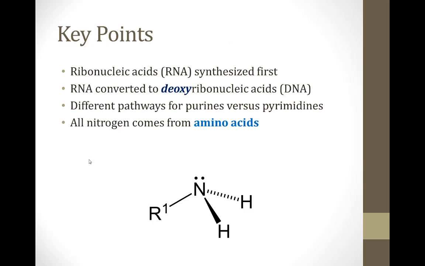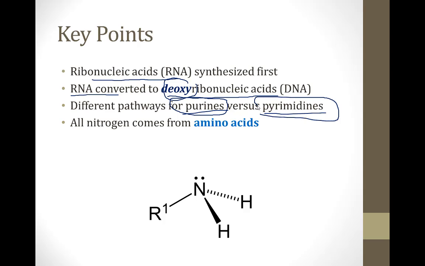A couple of key points about nucleotide metabolism before we get into the biochemistry. RNA is always synthesized first. Ribonucleic acids are made first by the body, and then the RNA is converted to deoxyribonucleic acid by removing an OH group. That's why it's called deoxyribonucleic acid. In addition, you should know that there are different chemical pathways for purines versus pyrimidines. In this module, we're going to talk about purine synthesis, and there's another module for the pyrimidines.